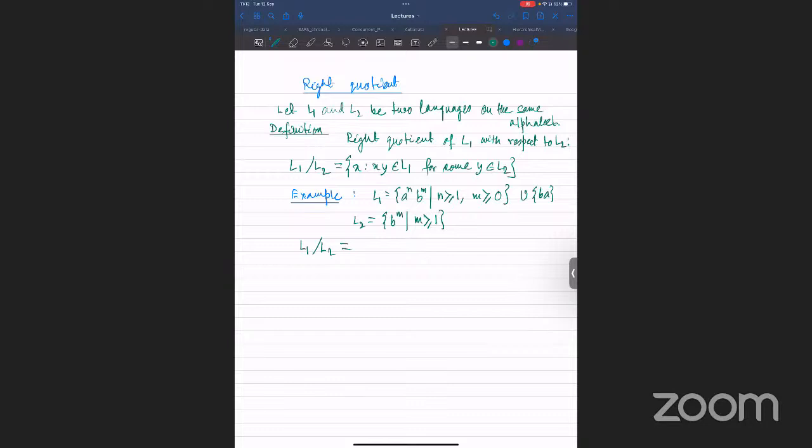The right quotient of L1 with respect to L2 is a set of all those words in L1 such that a suffix lies in L2, right? So you can see this is a^n b^m such that n greater than equal to 1. It's a set of all such words such that there is a suffix here which is in L2. So m is greater than equal to 1. Set of all words in L1 such that there is a suffix which is in L2.